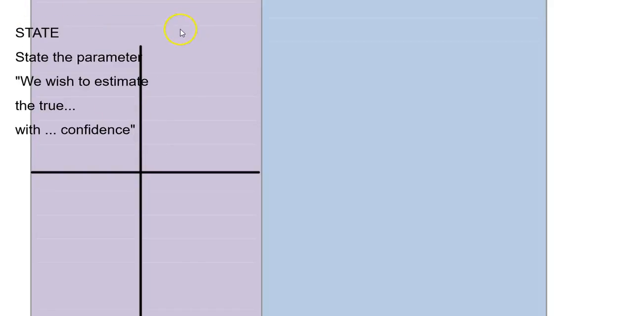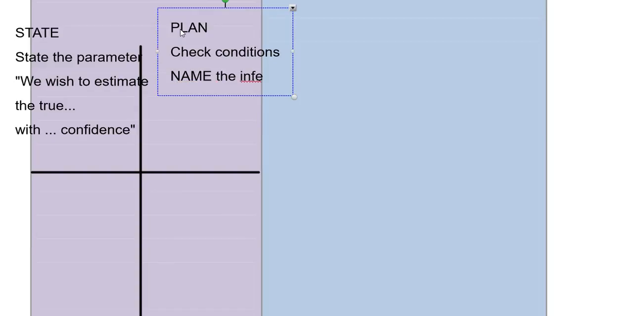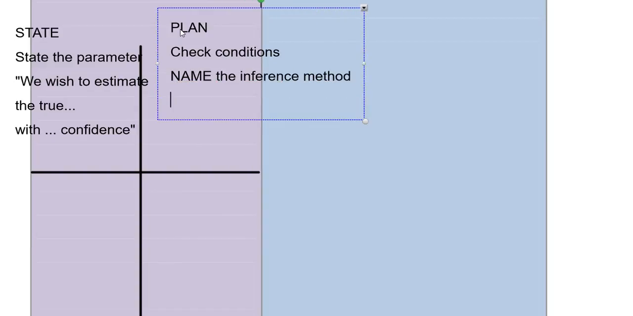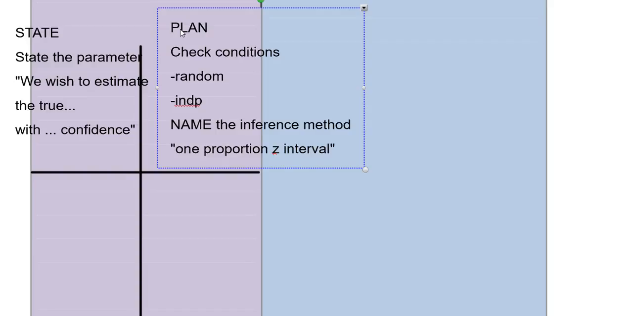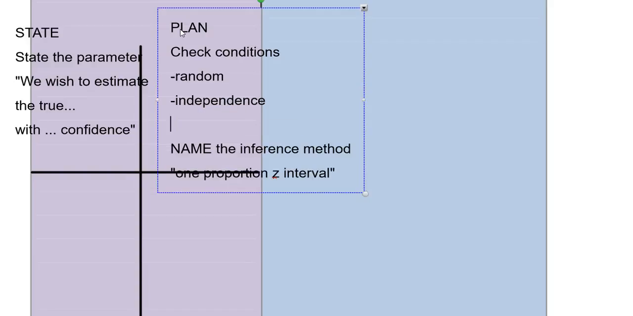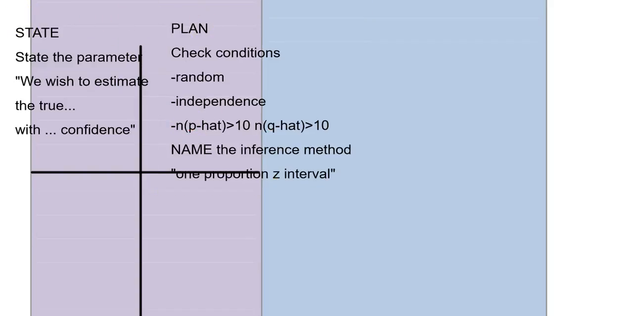Our second step is the plan step. So in the plan step here, this is where we check conditions, and then we name the inference method. So far the one that we've worked with is a 1 proportion z interval. Make sure that when you check your conditions, you're checking all 3. So you're checking random, independence, and for the 1 proportion z interval, you're checking your n times p hat being greater than 10, and your n times q hat being greater than 10. And you know, you can draw the hat. I just can't do it while typing right now.